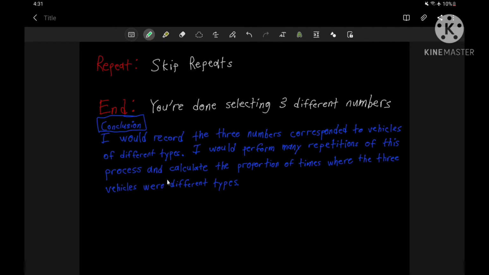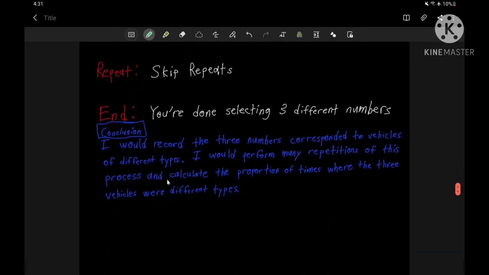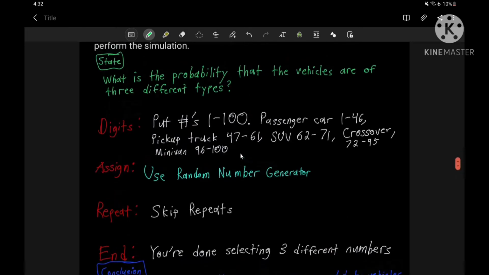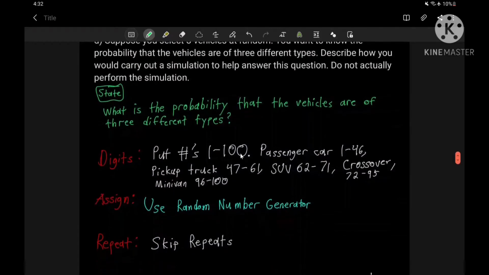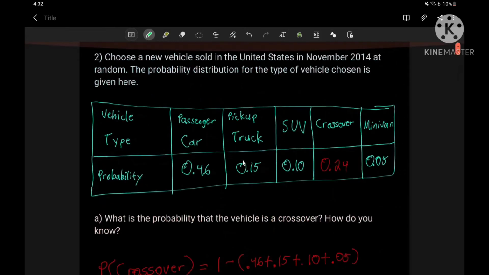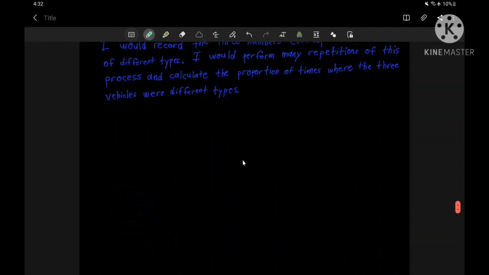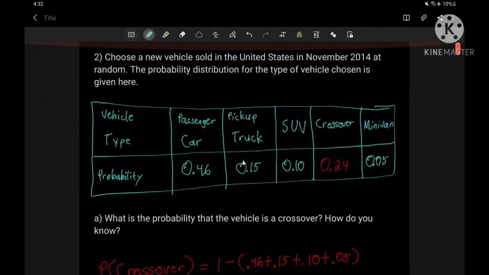The reason why I do this DARE strategy is so that I can record the 3 numbers corresponding to vehicles of different types. I would perform many repetitions of this process and calculate the proportion of times where the 3 vehicles were different types. And that is the answer for part D. And yeah, that's pretty much it for question number 2.